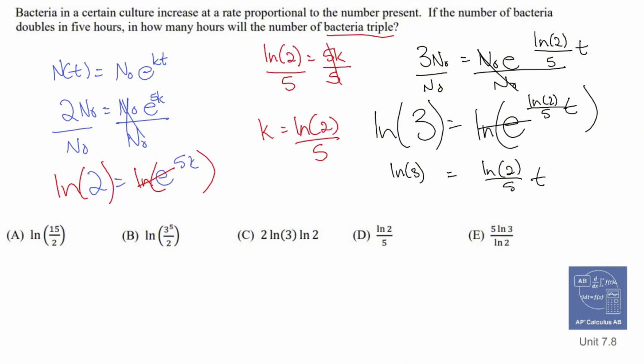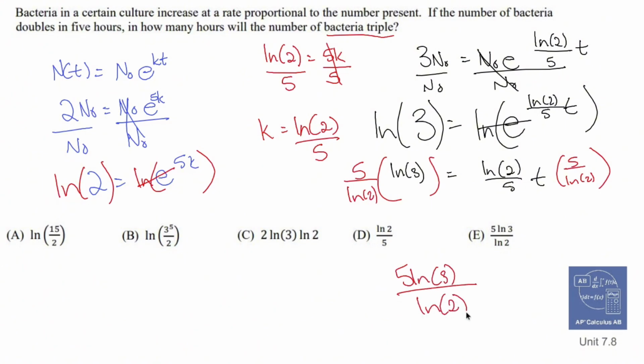In order to get t all by itself, let's multiply by the reciprocal. So multiply both sides by 5 over ln of 2. And you end up with 5 ln of 3 over ln of 2. Wild stuff. Wacky, wild, terrible stuff.